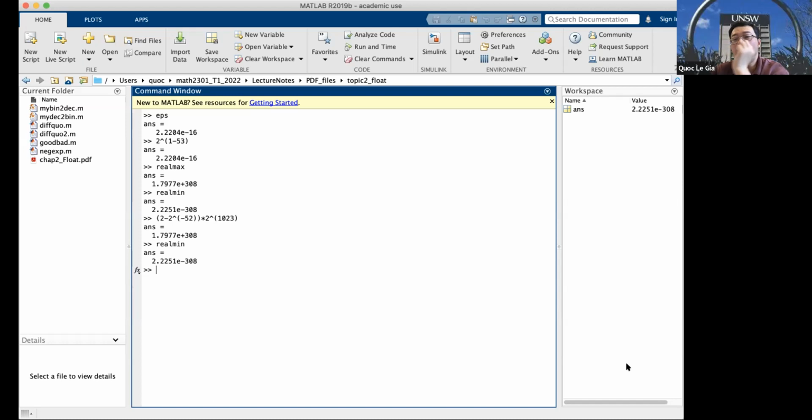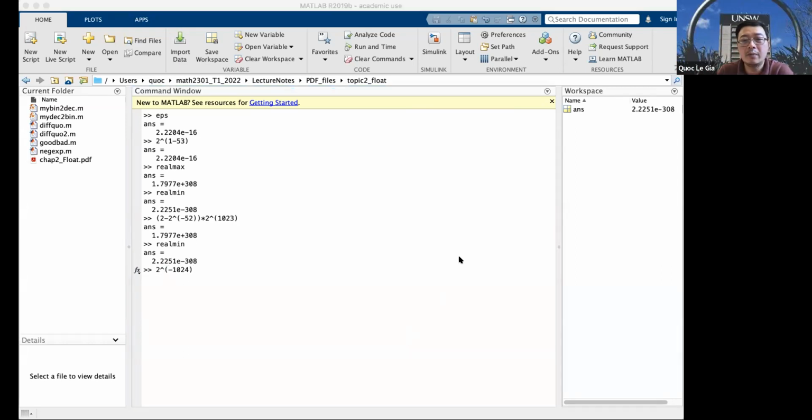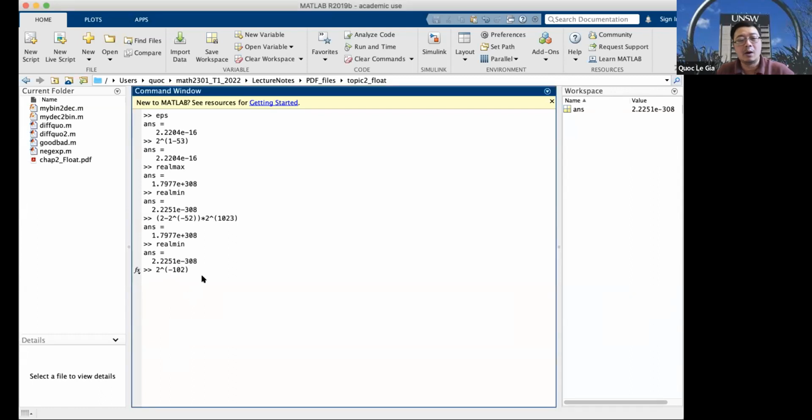Because you store only the fractional part of the significand, and you assume it is a normalized number. So the first digit is 1, right? So actually real min is just 2 raised to the power of E min. Let me double check. E min in our case will be only minus 1022. You cannot go down to minus 1024 because of some special cases.